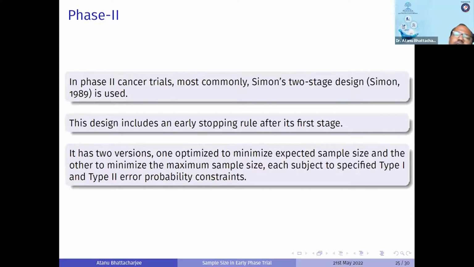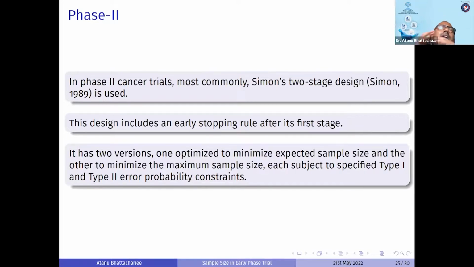Now, for phase 2 cancer trials, Simon's two-stage design, proposed in 1989, most commonly works nicely. The design includes an early stopping rule after the first stage. It has two versions: one optimized to minimize the expected sample size, and the other to minimize the maximum sample size, each subject to specified type 1 and type 2 errors.